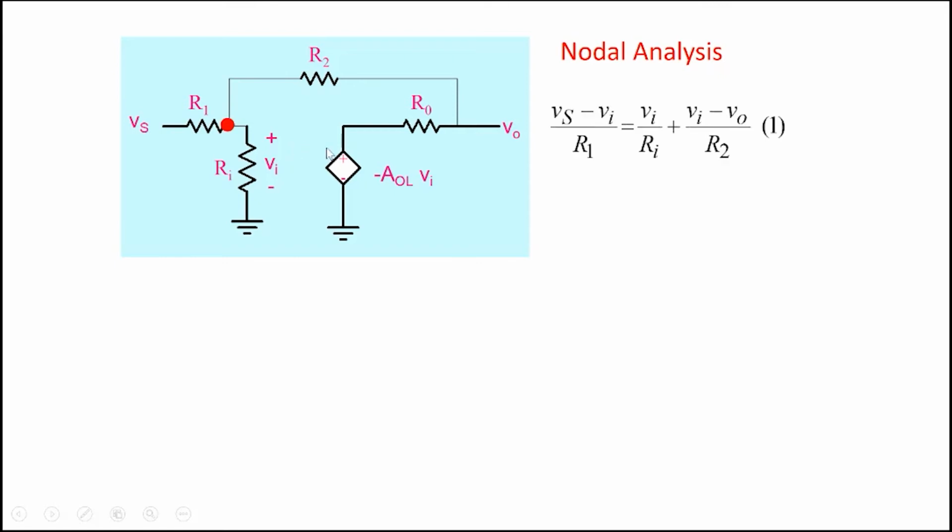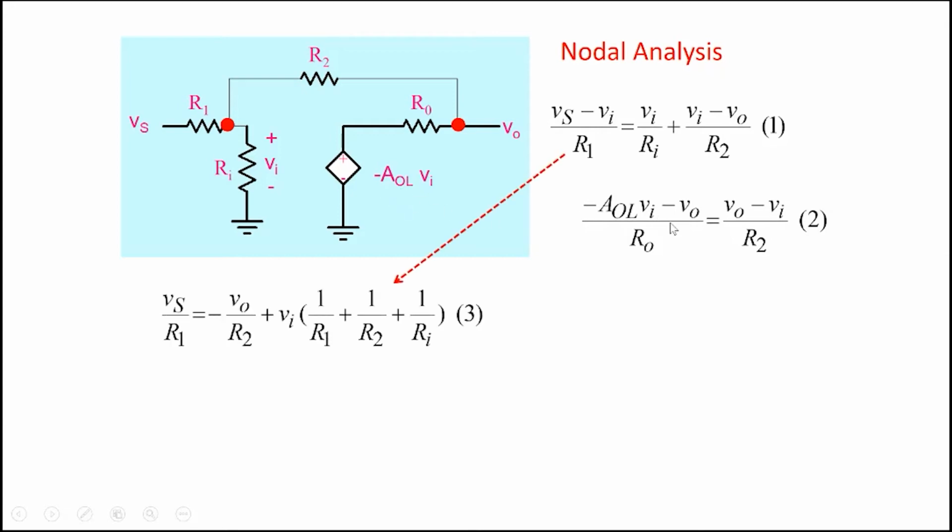Let's do a quick nodal analysis. Vs minus Vi, this is 0, so Vs by R1 will be equal to Vi by Ri plus Vi minus V0 by R2. So that's one equation that we get. The other one is we can do a nodal analysis at this particular point and write this equation here. A0L is the open loop gain here.